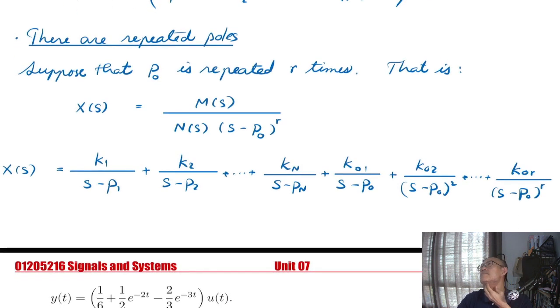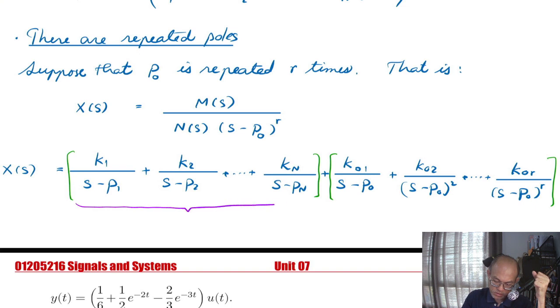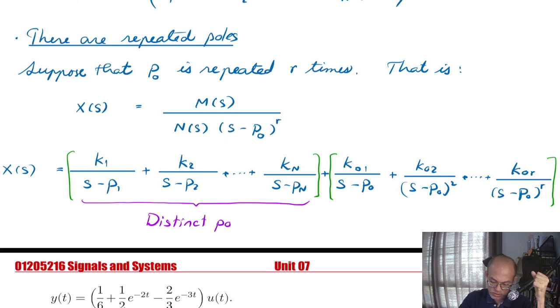Now there are two sections in this equation. The first section here and the second section. Now in the first section, we assume that all the poles p1 through pn are distinct. So this section is for the distinct poles. Now in the latter section here, this is for p0, which is repeated r times.